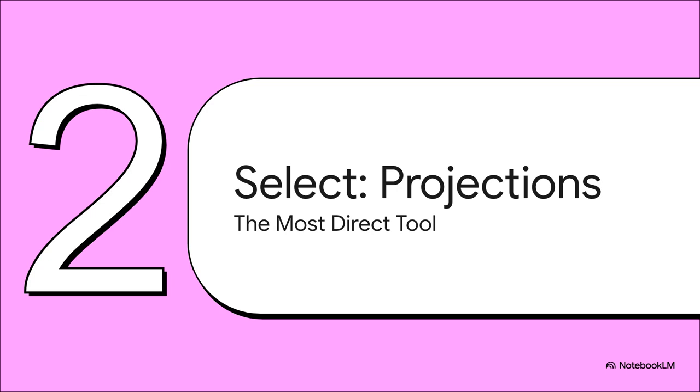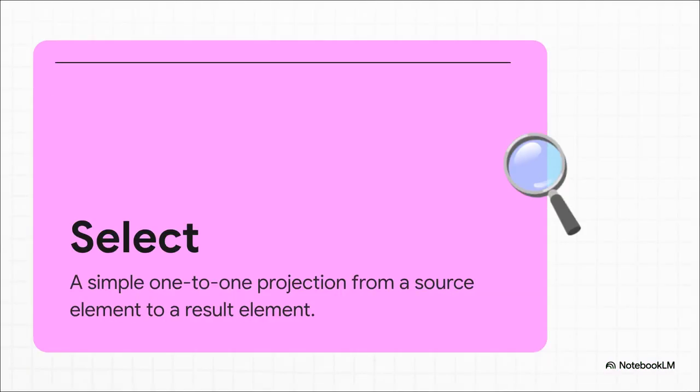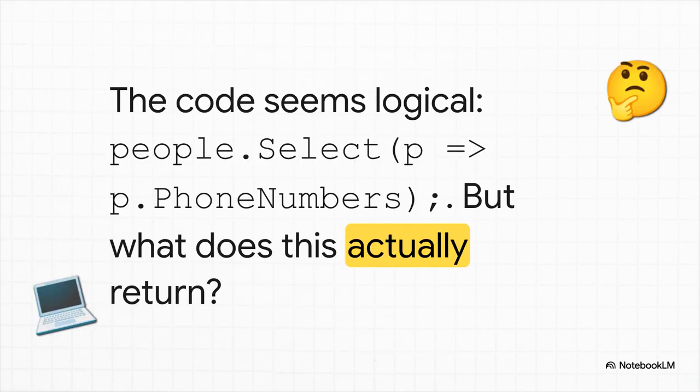Okay, so let's try to solve this. Our first instinct, and probably what most of us would reach for, is our good old friend Select. Now, the most important thing to get about Select is that it's all about a one-to-one relationship. For every one item you give it, you get exactly one item back. You can change what that item looks like, transform it, but you can't change the count. One in, one out. So if we apply this to our problem, the code looks pretty straightforward. We take our list of people, and for each person, we select their list of phone numbers. Makes sense, right? What could go wrong?